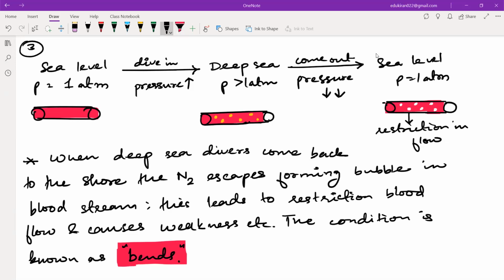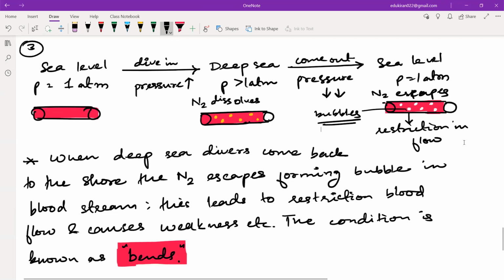यहाँ पे ऐसे भी लिख सकते हैं आप, नाइट्रोजन डिसॉल्व्स, है ना, नाइट्रोजन escapes and these are bubbles. ठीक है, although इतना ना कोई आपको मतलब you will not see all of these things there, वो लिख के ही बताते हैं सब कुछ, but remember this कैसे होता है, and if you just write this point also in your examination that will be fine. ठीक है, यहाँ तक हो गया ना. So you know that the condition is known as bends.